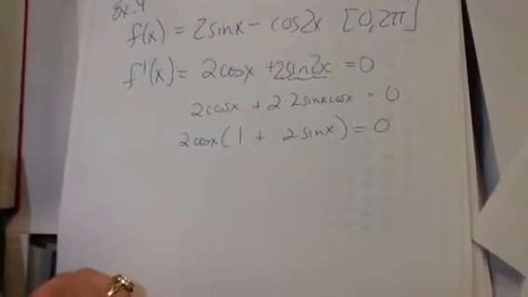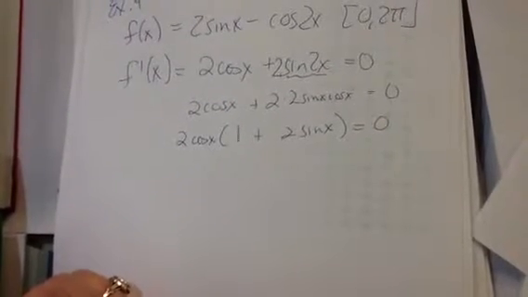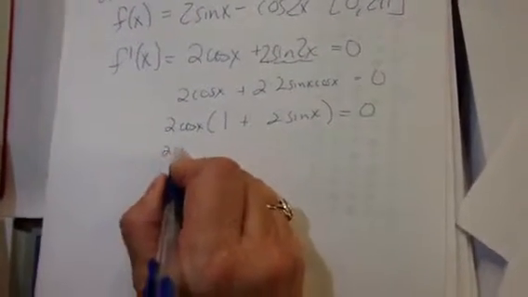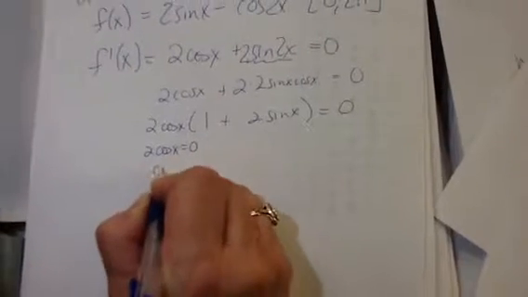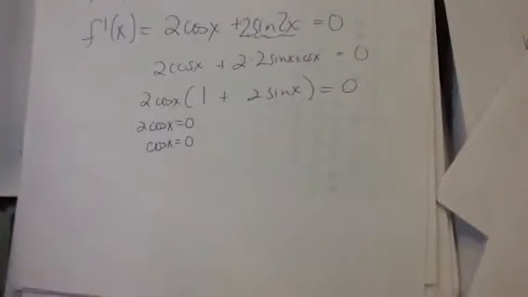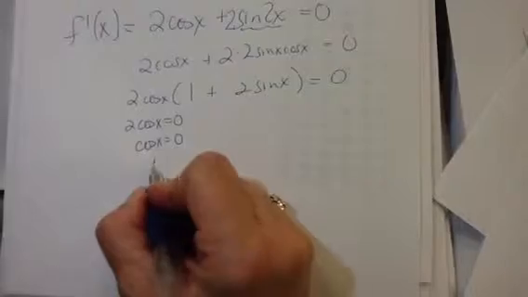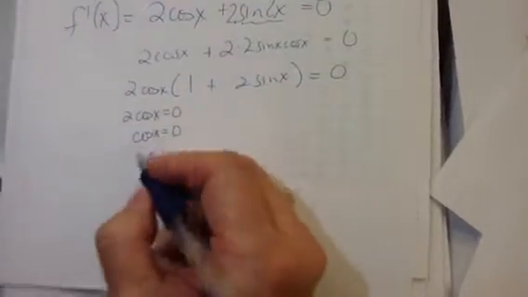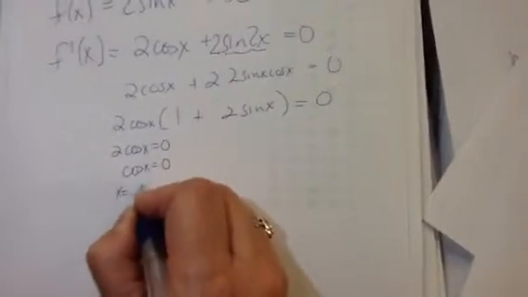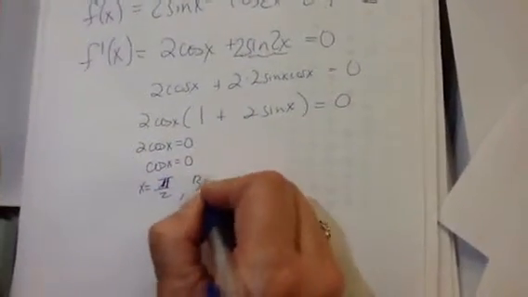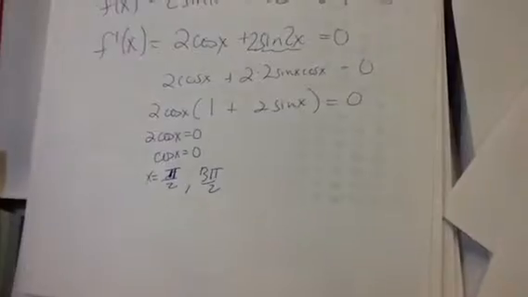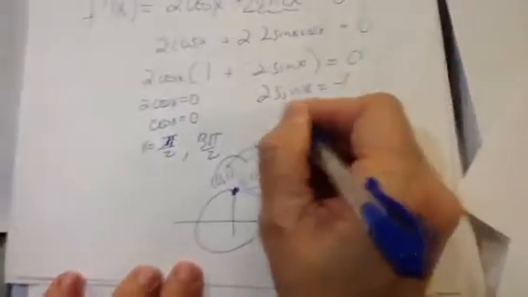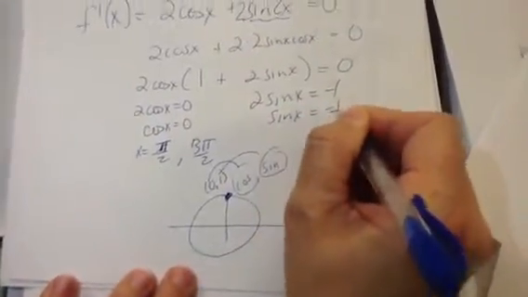Can I set each factor now equal to 0? Where is cosine x equal to 0? Pi over 2 and 3 pi over 2. 90 and 270. Trig identities? Occasionally. Okay. 2 sine x equals -1, sine x equals -1/2.